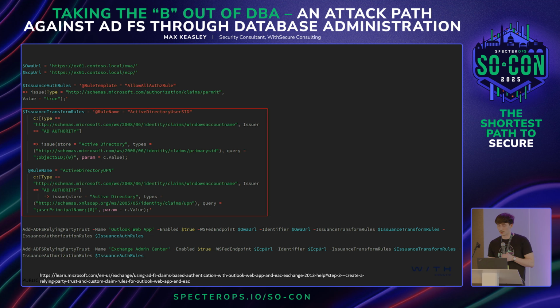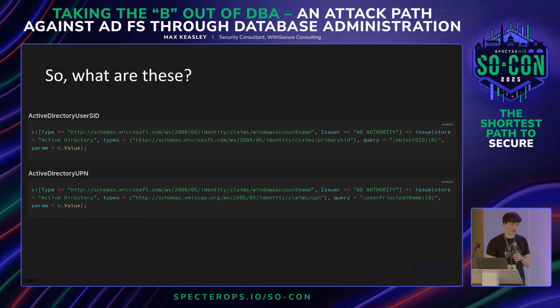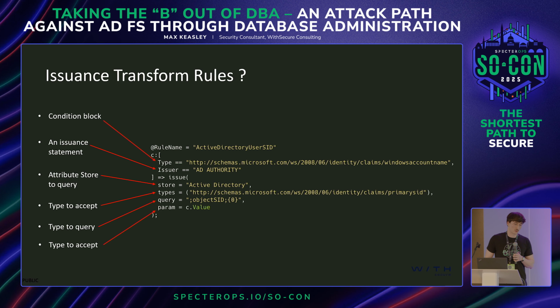Essentially, OWA and ECP use issuance transform rules in order to stamp the user's primary SID and user principal name into the token that gets signed and then passed to the relying party. So what actually are these? What are these issuance transform rules?